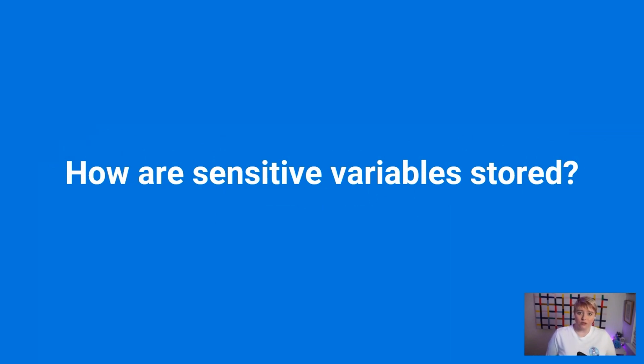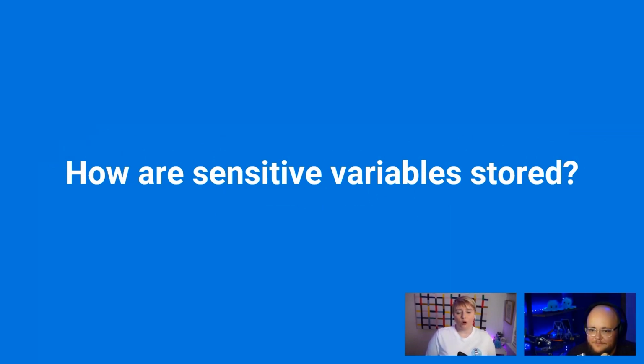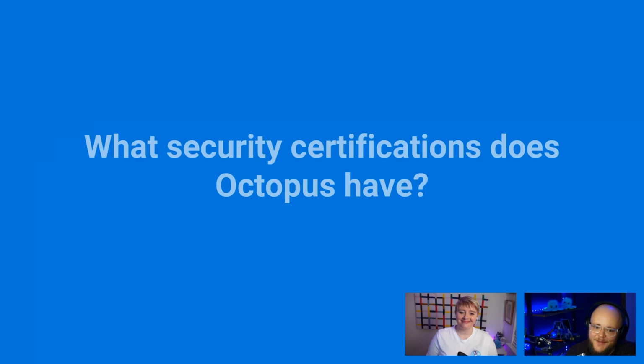However, if you don't want to store your sensitive variables inside of Octopus Deploy, you can use something like Azure Key Vault or AWS KMS, which is the Key Management Service, I believe, Derek, is the name of it. So you can use something external and then pull the variables back in. Awesome. Thank you so much. Last question. What security certifications does Octopus have?